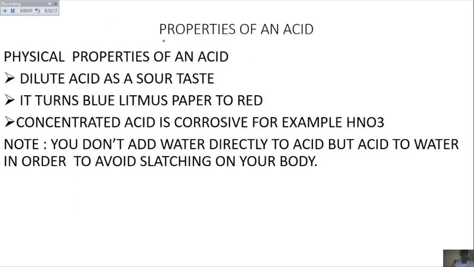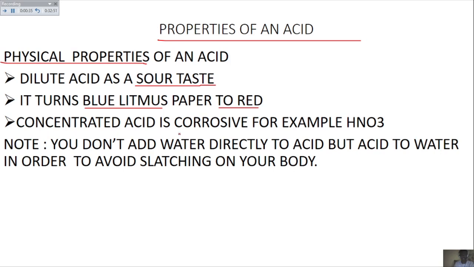Now we talk about the properties of an acid. When we're talking about the physical properties, these are the ones we can use all our senses to feel, to touch, to taste. The first one is dilute acid. They have a sour taste, and they also turn blue litmus paper to red. What is blue litmus paper? They are indicators that we use to determine whether a solution is acidic or basic.